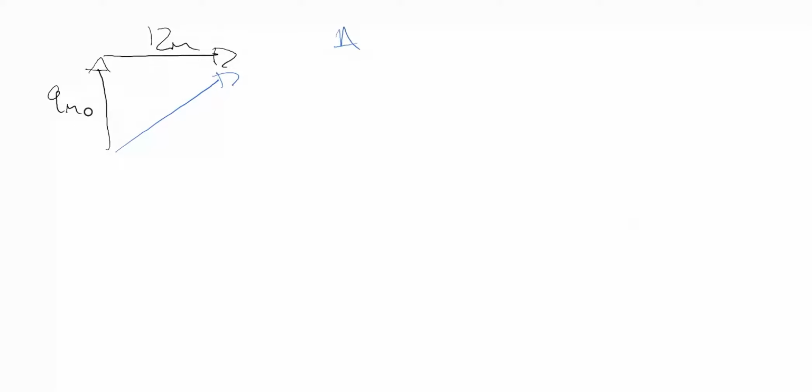So we're going to say a squared plus b squared is equal to c squared. So we want to find this value here. So we're going to take 9 squared plus 12 squared is equal to c squared.